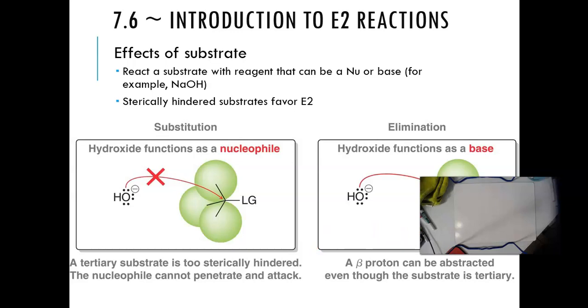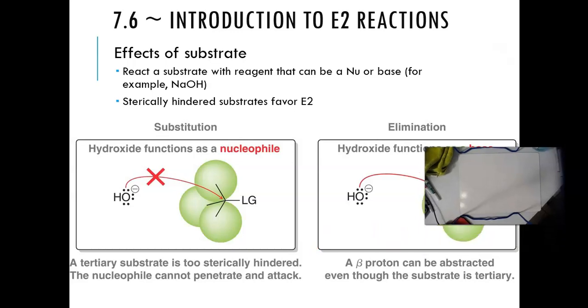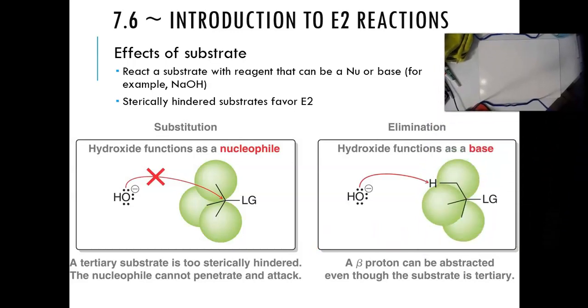So we talked about the substrate with SN2. We're going to talk about the substrate here with E2 as well. When we react a substrate and it goes down an SN2 pathway, we had to look at how sterically hindered it was. And we saw that if something had fewer substituents, it was faster in an SN2 reaction.